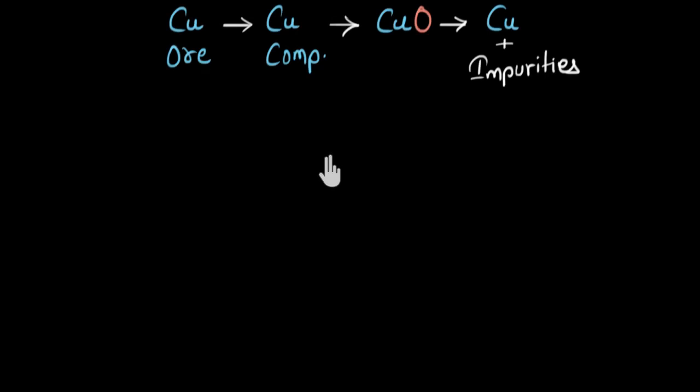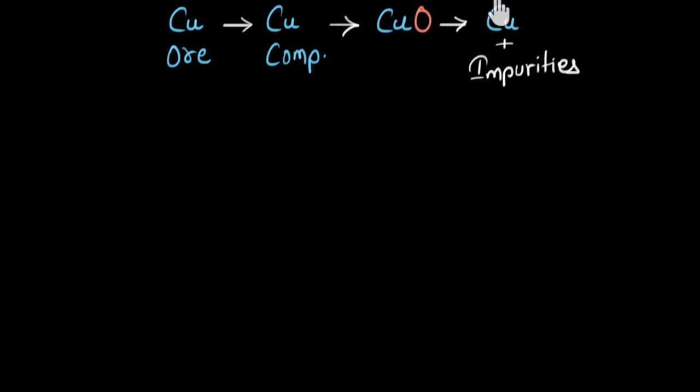So let's try to understand electrolytic refining with the help of an example. So let's say we started with copper metal. So we had copper ore, and in the first step, we enriched it, meaning we separated the copper compound from the impurities. And in the second step, we converted the copper compound to its oxide form. And in the third step, we reduced it to get the copper metal. Now this is still in crude form, meaning it has copper and some impurities, some unwanted chemicals. So let's see how we will electrolytically refine it.